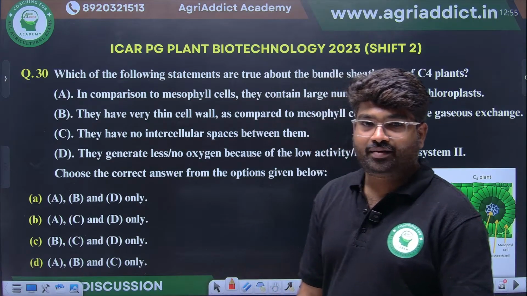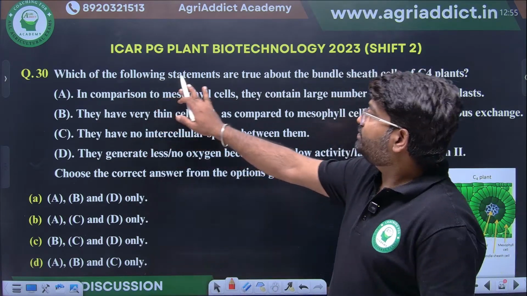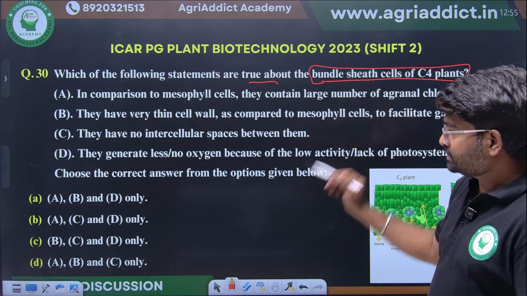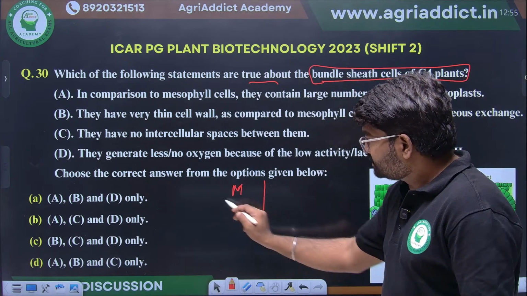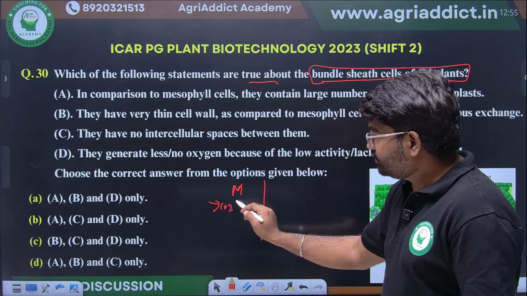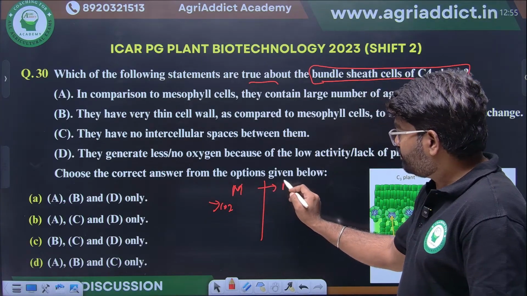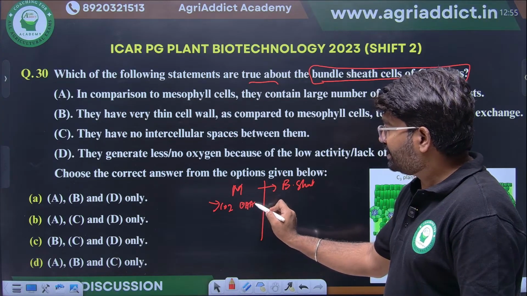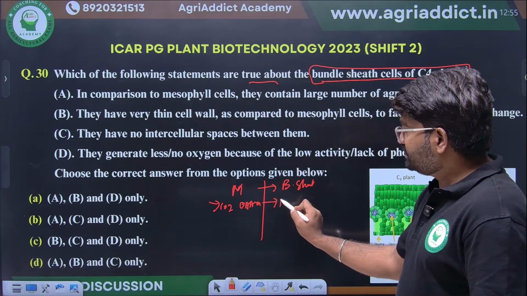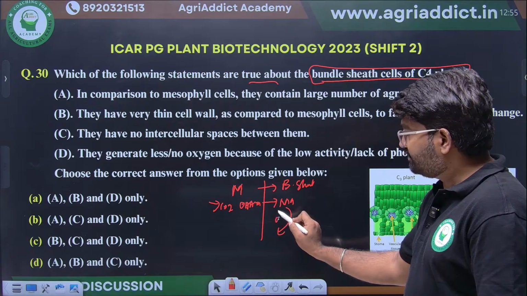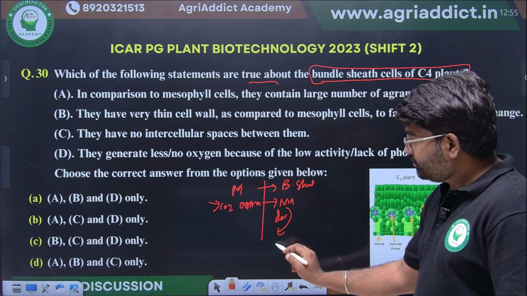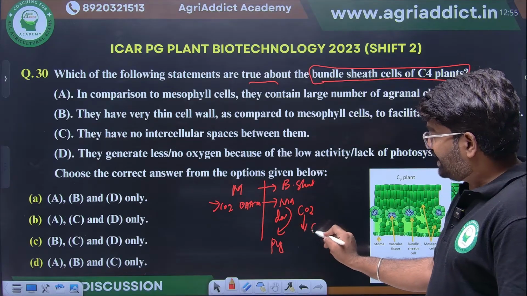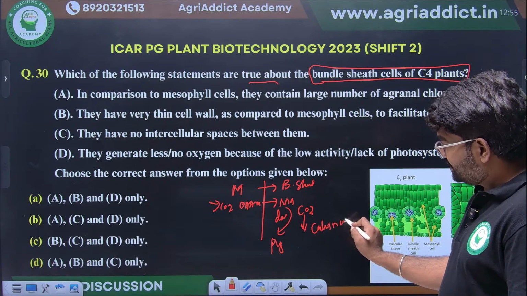Okay, another important question. Which of the following statements are true about bundle sheath cells of C4 plants? We know in C4 plants, the initial CO2 will come into the mesophyll cell, and that will go to the bundle sheath cell. Here oxaloacetate will form, that will convert into malate. This will go here, where decarboxylation will happen, leading to pyruvate. This CO2 will be utilized for the Calvin cycle. This question they will ask.